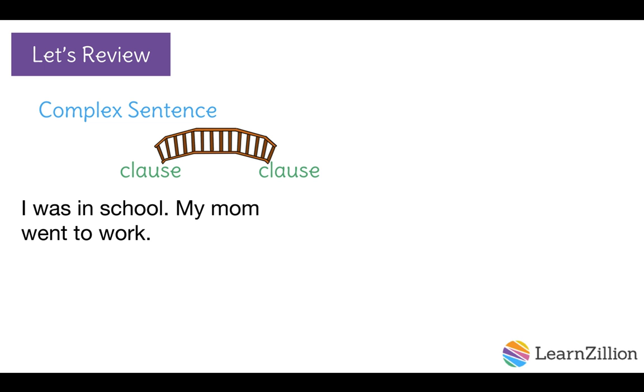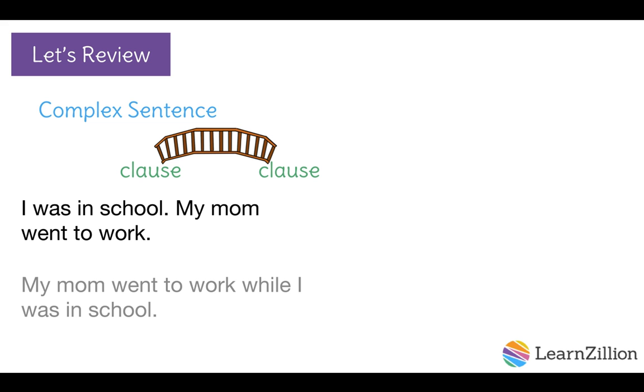Let's look at these two complete sentences. I was in school. My mom went to work. Now let's try connecting them with a subordinating conjunction. My mom went to work while I was in school. This complex sentence shows a time relationship between my being in school and my mom being at work. Both events happened at the same time. The subordinating conjunction while tells me this.